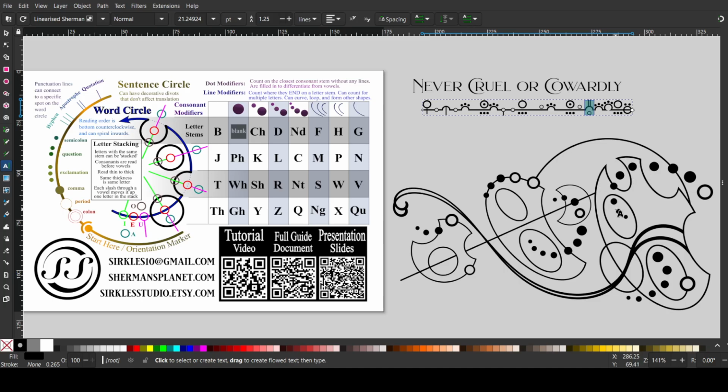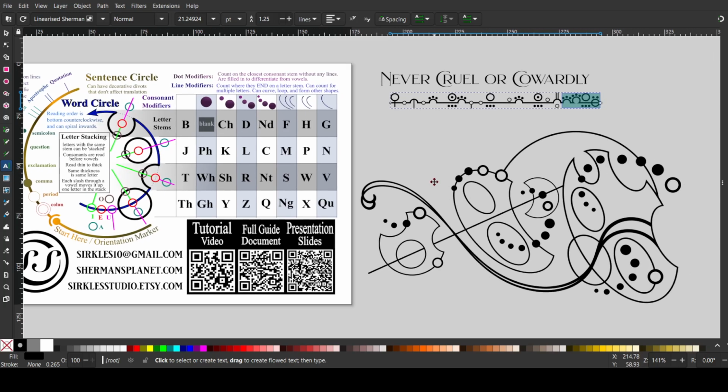And then we have an L, 1, 2, 3 dots, and then last but not least, our Y here with 1, 2 dots. So all of these dot letters are in the word cowardly, because looking at the dots, the C, the D, the L, the R, and the Y are all dot letters. So cowardly. So yeah, that's that design.